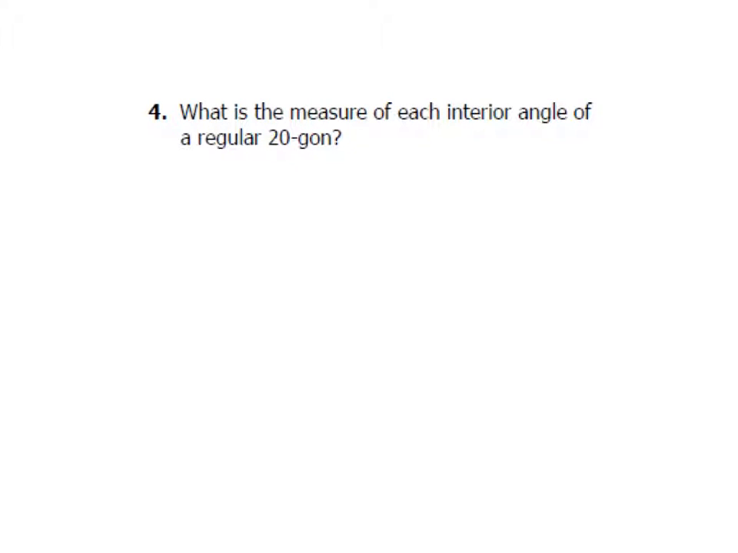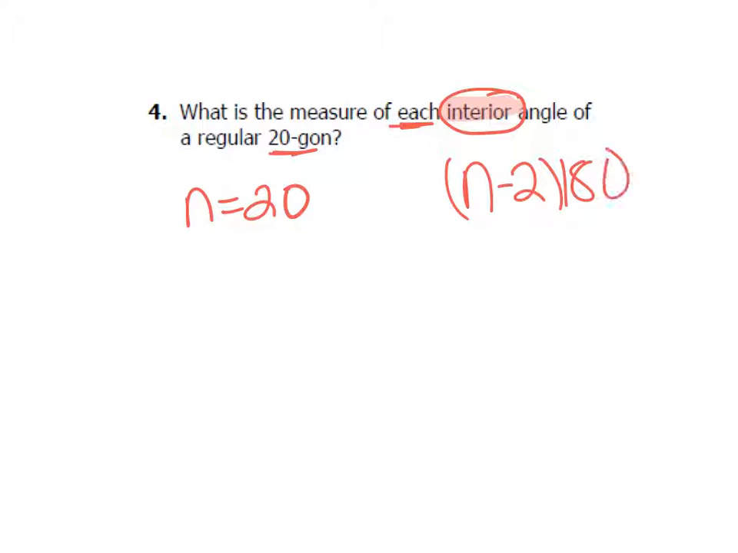All right, so let's take a look at this. What is the measure of each interior angle of a regular 20-gon? Let's figure out what we know. We know that n, the number of sides, is going to be equal to 20. We know that it's interior, so we're going to use our formula, n minus 2 times 180. We're writing down what we know. We want the measure of each angle, so once we have the sum of them all, we can divide by 20.